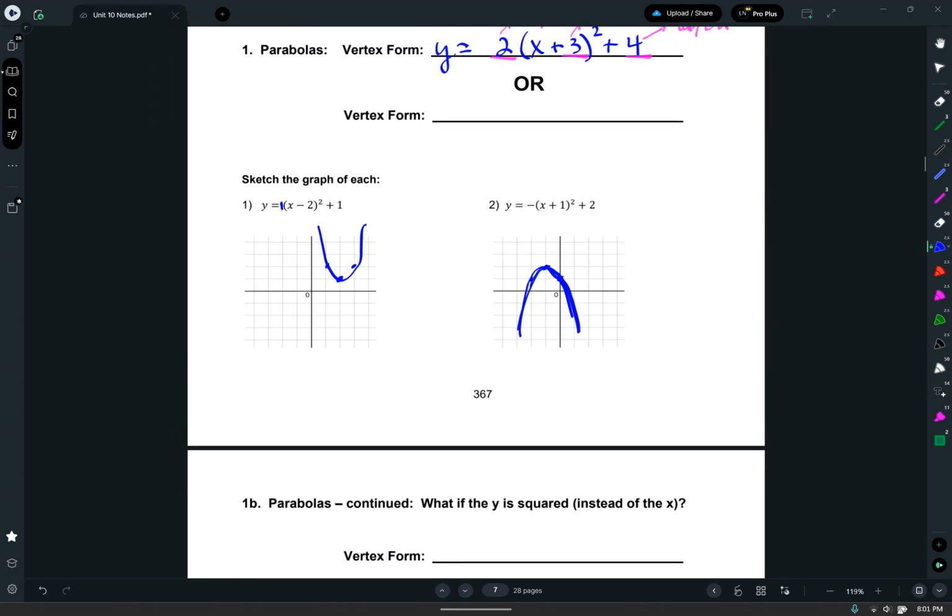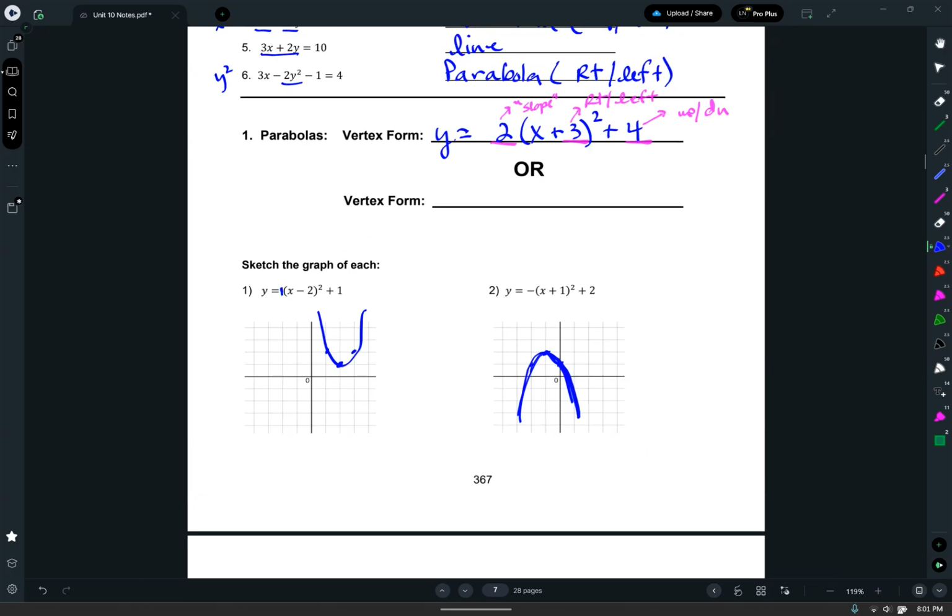There we go. So if it's the y that is being squared, instead of having y equals, then we're going to have x equals. You still might have some number out in front, but this time in the parenthesis, instead of it being the x, it's going to be the y. So that's the only difference in what the equation would look like. You still might have a number out in front, a number on the inside, and a number out at the end.